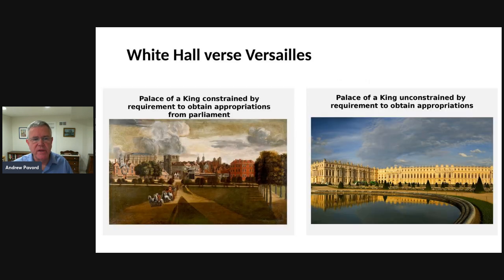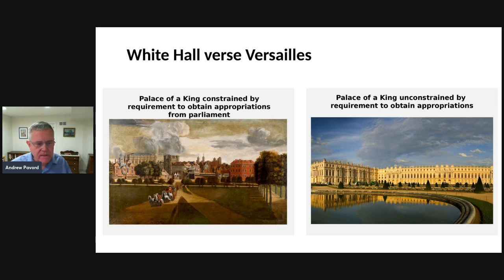And let's start with a look at the palaces of kings. Because England developed in a very different way politically than most European countries. And part of that difference was that England alone had a king that was constrained by the requirement to obtain appropriations from Parliament. It was this parliamentary control over finance that made England different, and part of that difference is reflected in the palaces in which the kings lived.